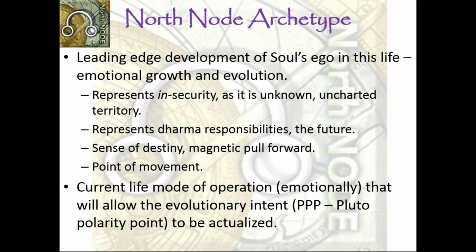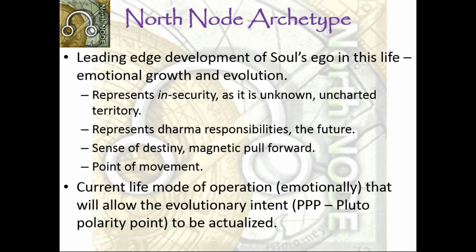Now, all of this is also true for the North Node. The North Node is the leading edge of development of the soul's ego in this life. How our ego is evolving in this life on a conscious level. It is our emotional growth and evolution. It will represent insecurity as it is unknown and uncharted territory. It will represent Dharma responsibilities because Dharma is the future.